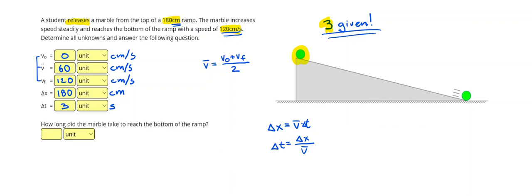The final question says, how long did the marble take to reach the bottom of the ramp? So that how long is asking me for the time. So that answer is also going to be 3 seconds.